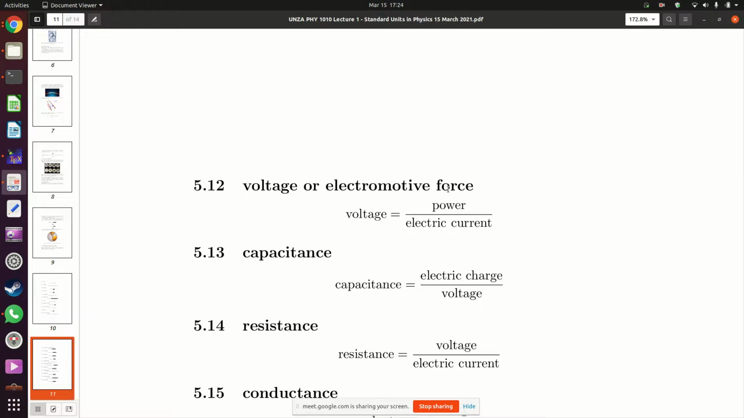Voltage basically measures how much energy is given to a bunch of electrons as they pass through the battery, or how much energy those electrons lose as they pass through a resistor or something like that. So basically, that's what voltage is: how much energy is supplied to a bunch of electrons as they pass through the battery or a component. And how do we get the voltage? Voltage is equal to the power divided by the electric current.